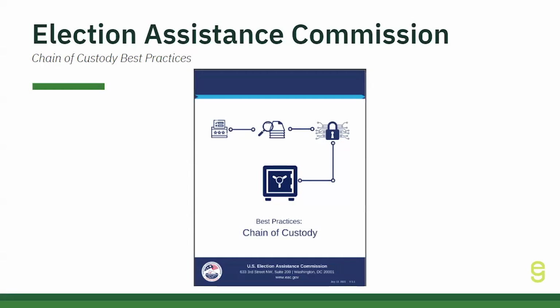This document is intended to provide best practices, checklists, and sample forms for maintaining a proper chain of custody related to the successful operation of an election, but is not meant to be comprehensive of every election process. Jurisdictions are reminded to implement these voluntary best practices only after reviewing federal, state, and local laws and regulations.